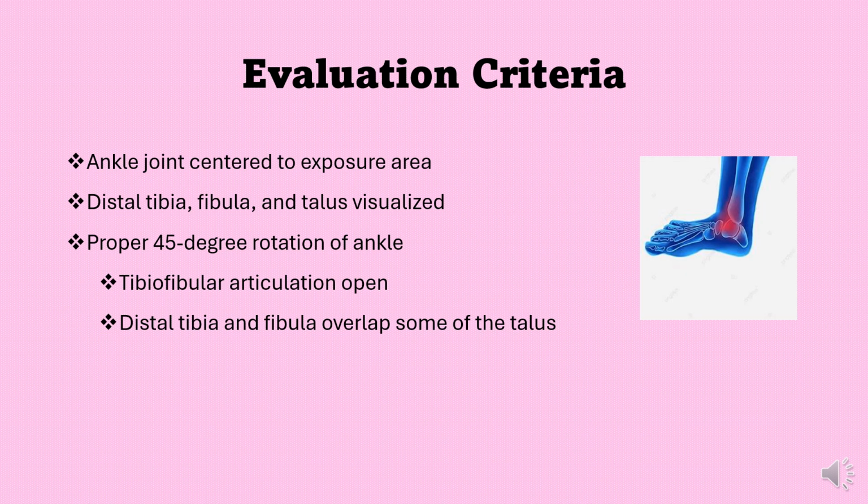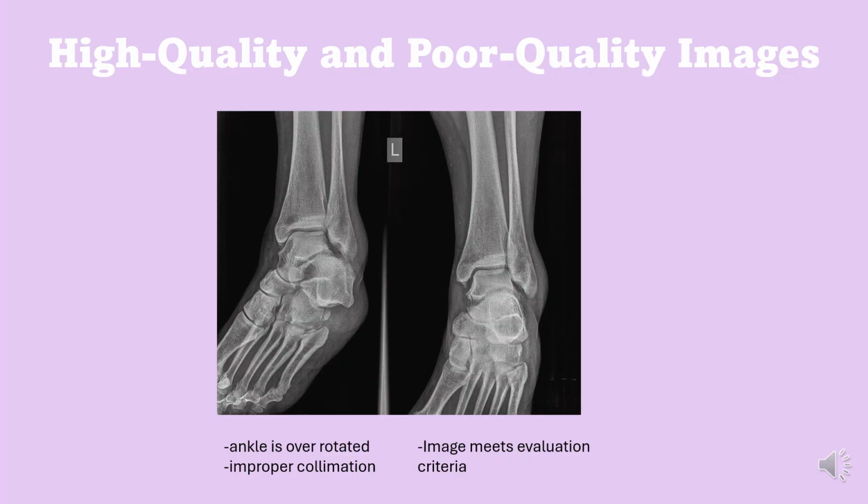The evaluation criteria for this is the ankle joint is going to be centered to the exposure area. The distal tibia, fibula, and talus are visualized, and it needs to be a proper 45-degree rotation of the ankle. The image on the left does not meet evaluation criteria because the ankle is over-rotated and the collimation is improper. The image on the right does meet evaluation criteria.